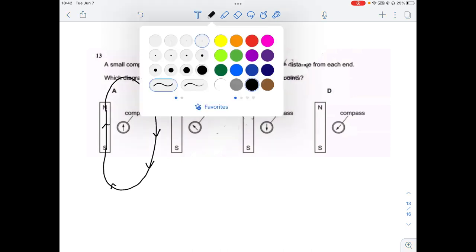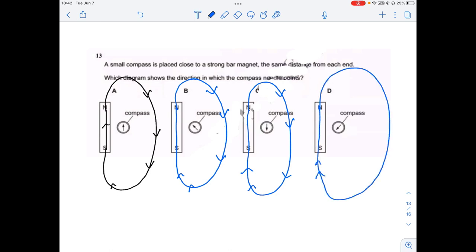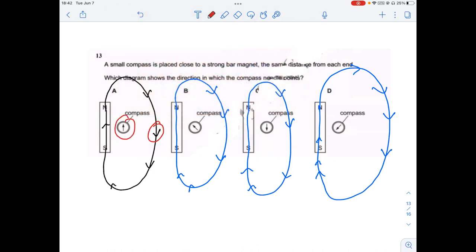So we can still draw that over here. It always goes from the north towards the south. So over here also it is going to be the same. Start from the north and go towards the south. Only inside the magnet it is from south to north. Outside the magnet it is from north to south. Now we know that the compass needle will always be aligned with the magnetic field direction. So we can see that this is not aligning, it is in the opposite direction, so this is wrong. This is not aligning either, so this is wrong. Which option is correct? Option C is going to be the correct answer.